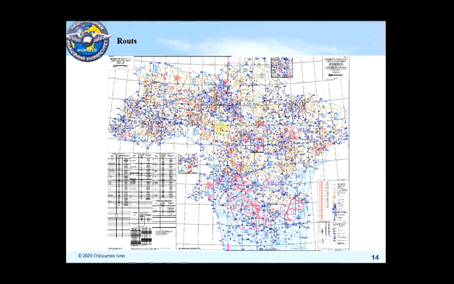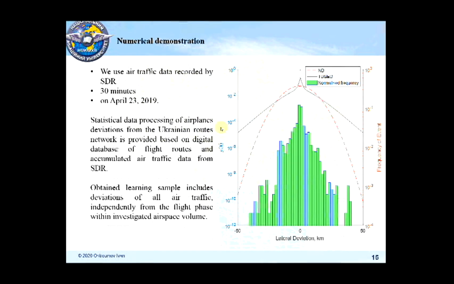We've got these roads in digital format, and we can easily compare the closest point of the location of each airspace user to the road. That's why we can detect the deviation of each aircraft from the predefined trajectory. And then we can record the data, as much as possible. That's why we've got 30 minutes of data. This data was recorded on April 23, 2019.